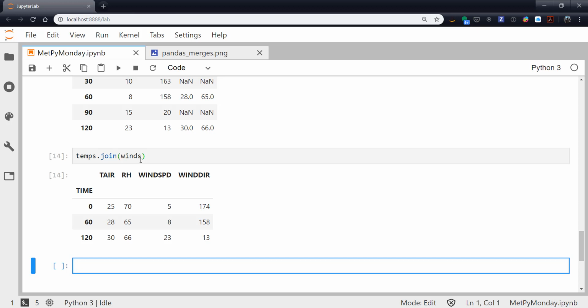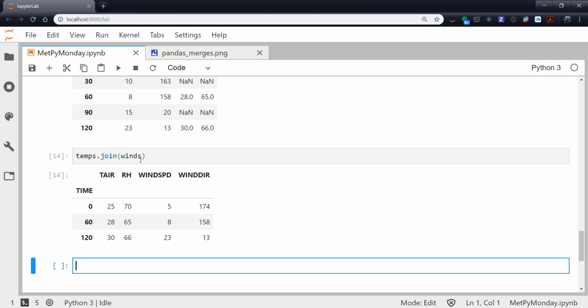There are a lot of options that we didn't go over, including, say, maybe one of my data frames has time as the column name or the data series name, and the other data frame has datetime as the name. So you can specify names with left_on, right_on. There are many, many options.